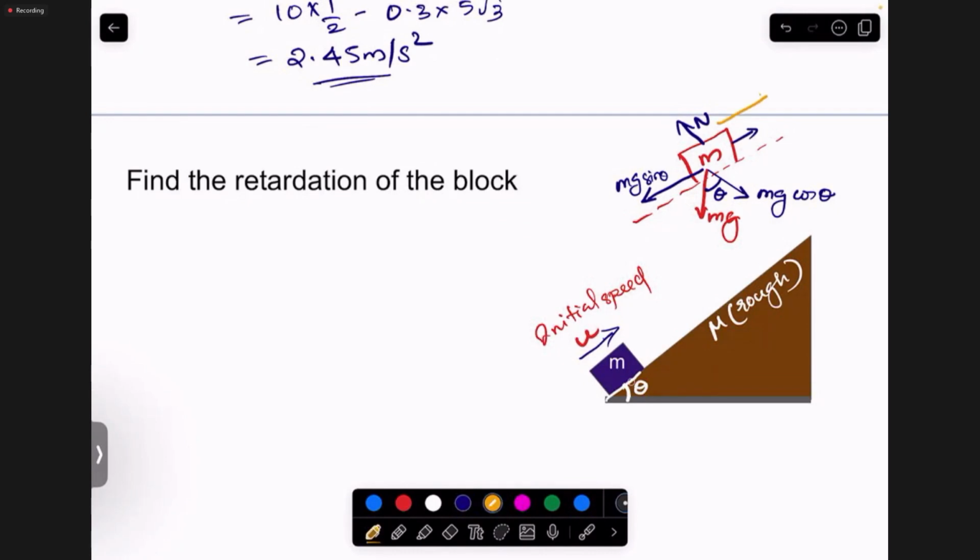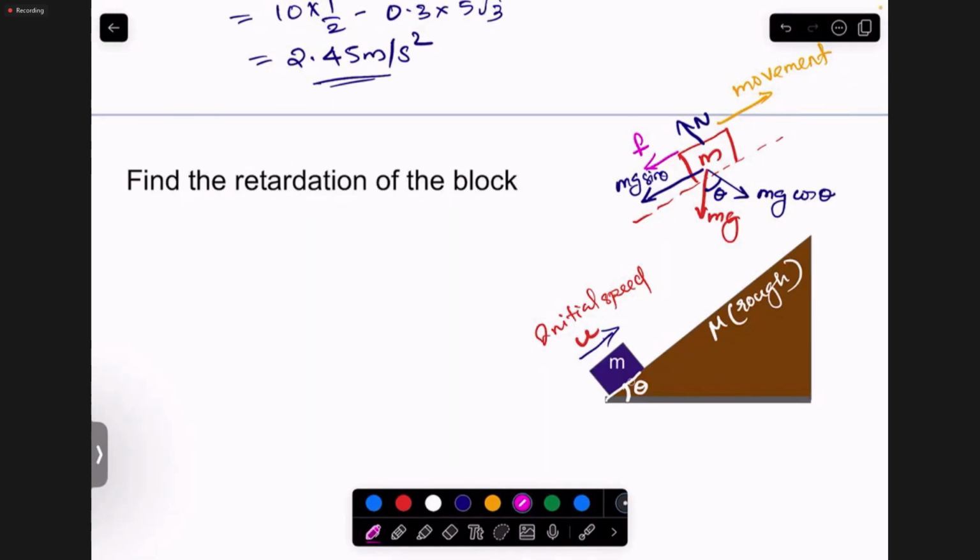Right? This is the movement direction. Friction will always oppose the movement, right? Friction will always oppose the movement. So, which will be the direction of friction? Friction will act towards the opposite direction of movement. Okay. And initially, we are giving a velocity u to the block.